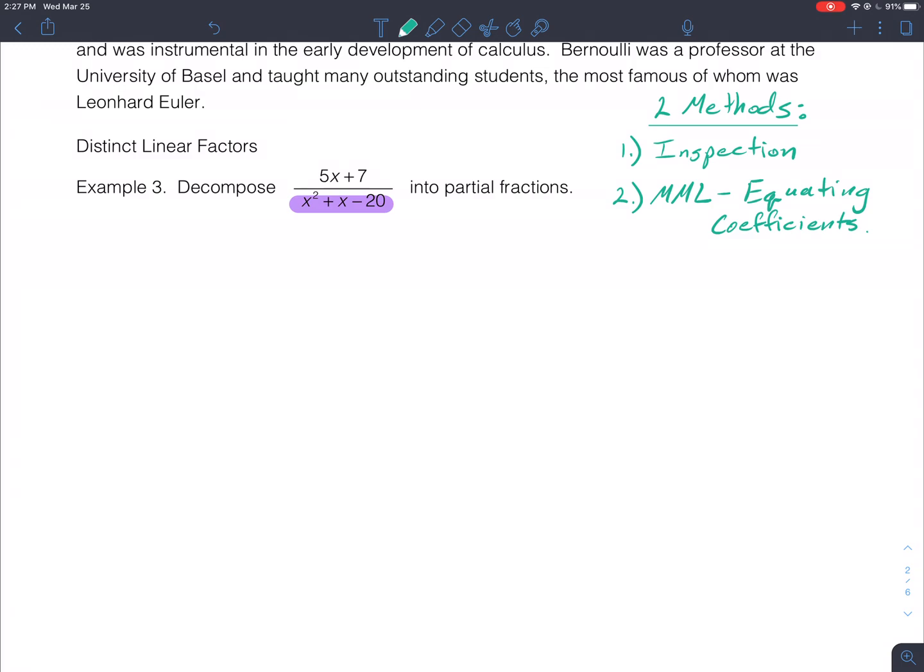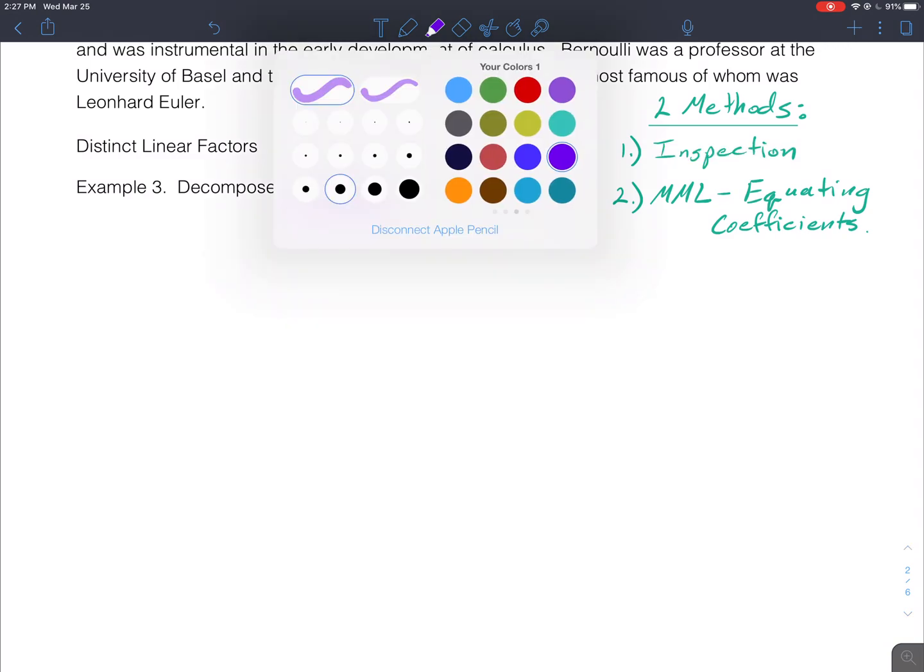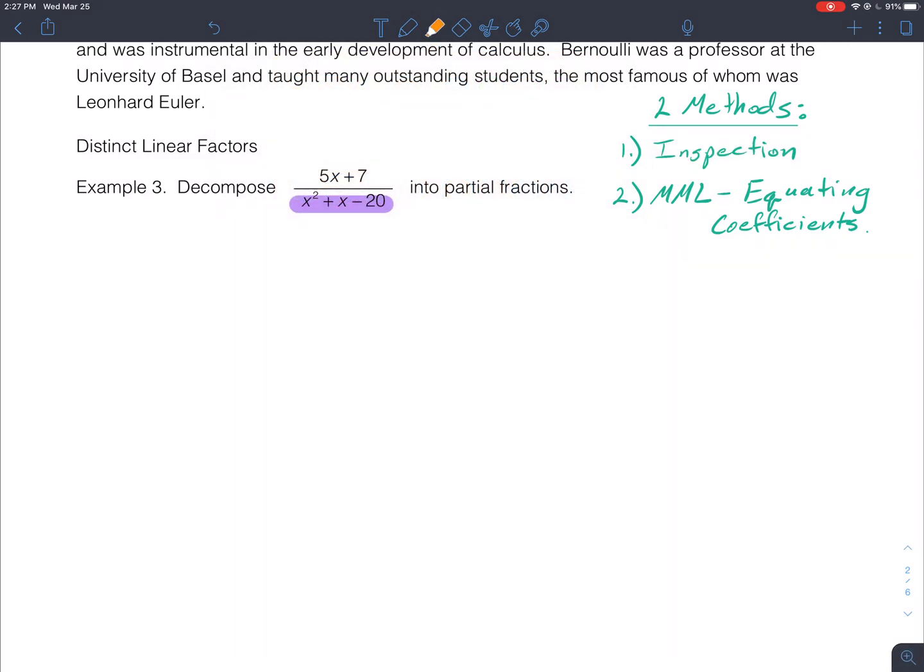Inspection is the easiest one. Like I said, that's where we want to be focusing our attention. That's the method that's going to be the quickest route to your answers.